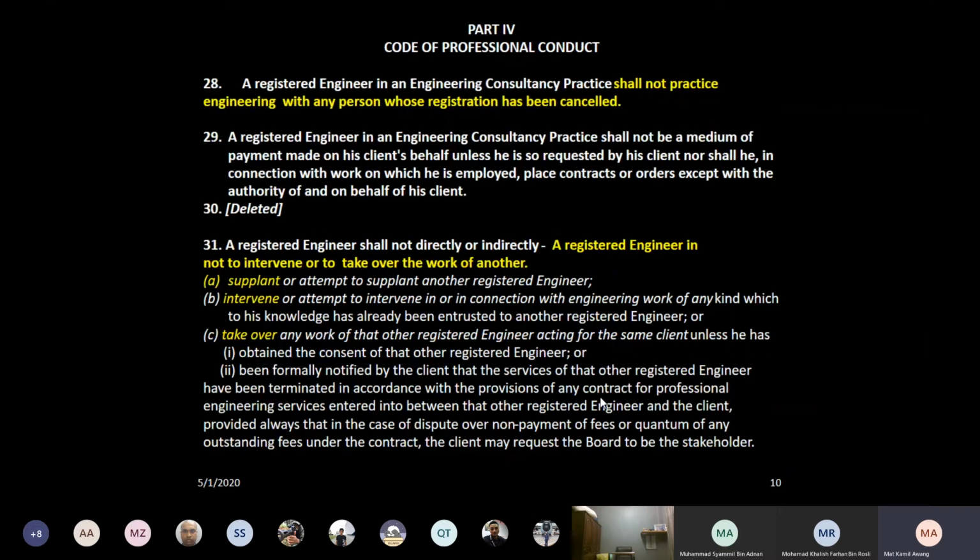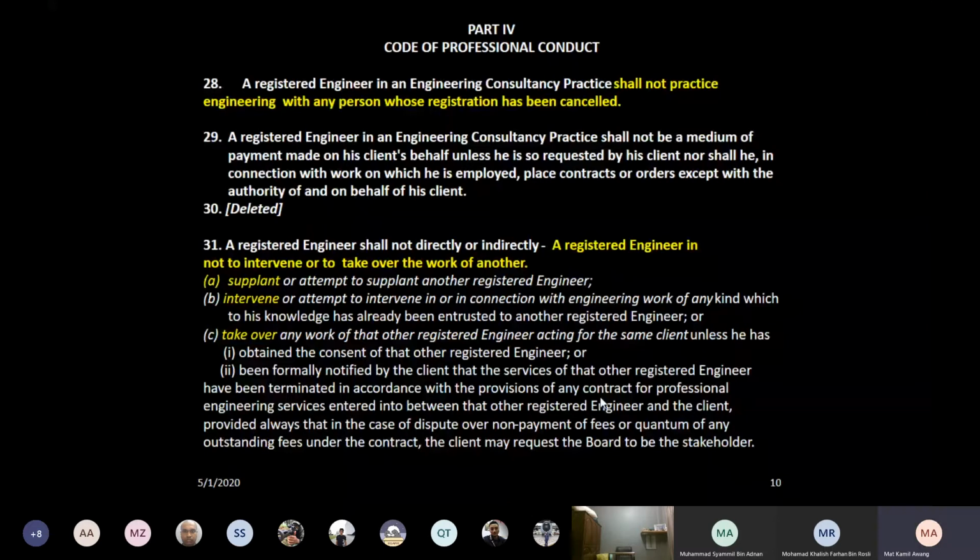This is actually for the registered engineer in engineering consultancy practice. An engineer who has a company, a consulting company, cannot hire an engineer, a person whose registration has been cancelled. Or he cannot hire somebody who is not registered with the board of engineers to become an engineer.